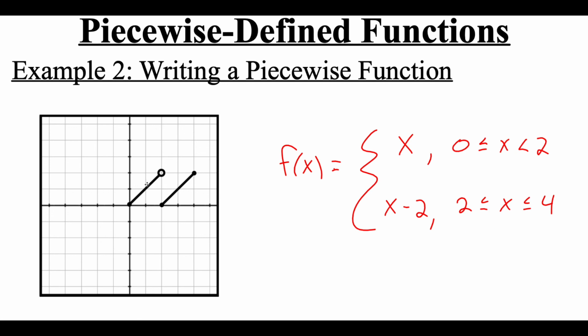Looking at these two linear chunks of our graph, we can define it as just x for x values from 0, including 0, up to 2, but we're not including 2 there. And for that second piece, that's going to be the function x minus 2 for x values that are between 2 and 4, including each one of those end values.